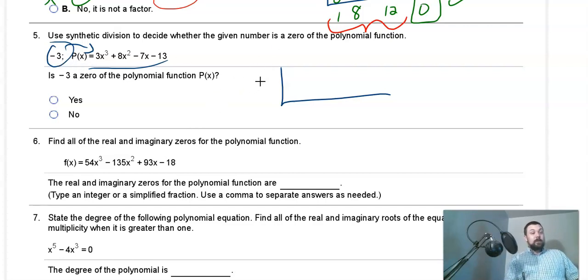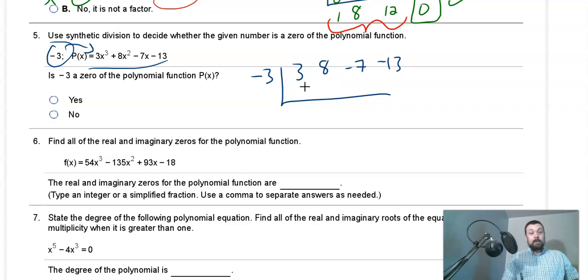For the synthetic division, you keep this number as is. Because if they give it to you as a factor, you have to switch the sign of that number to get the value of c. But if they just give you the number itself directly, that is the value for c. Use it as is. So we're going to use -3. Here we'll have 3, 8, -7, and -13.